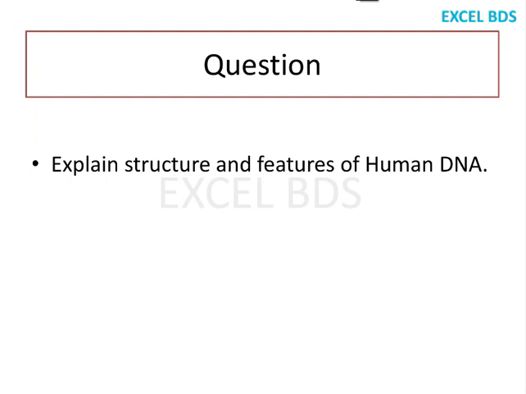So what we can expect as a question most commonly in the exam is that they might ask you to explain the structure and write the features of human DNA, or they might ask you to write about the Watson-Crick model of DNA, or they might ask you to write about the B form of DNA. Okay, any of these can be questioned in the exam. They might ask you in any form. So what is the answer?